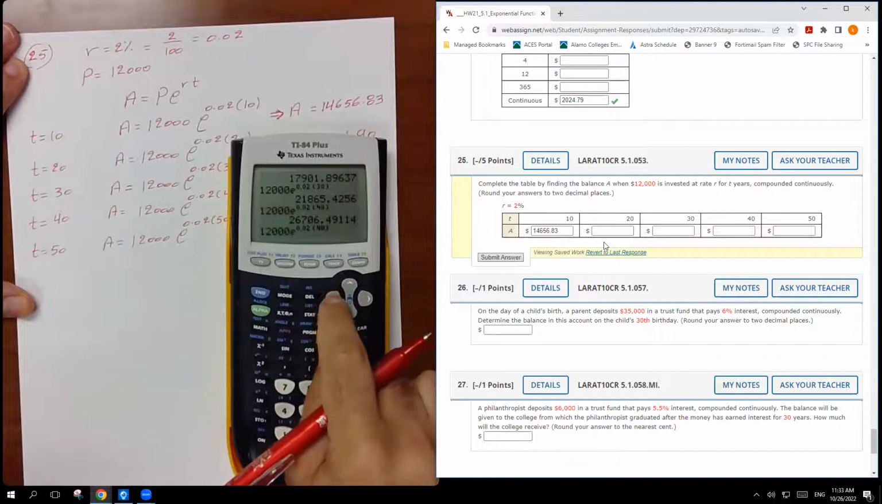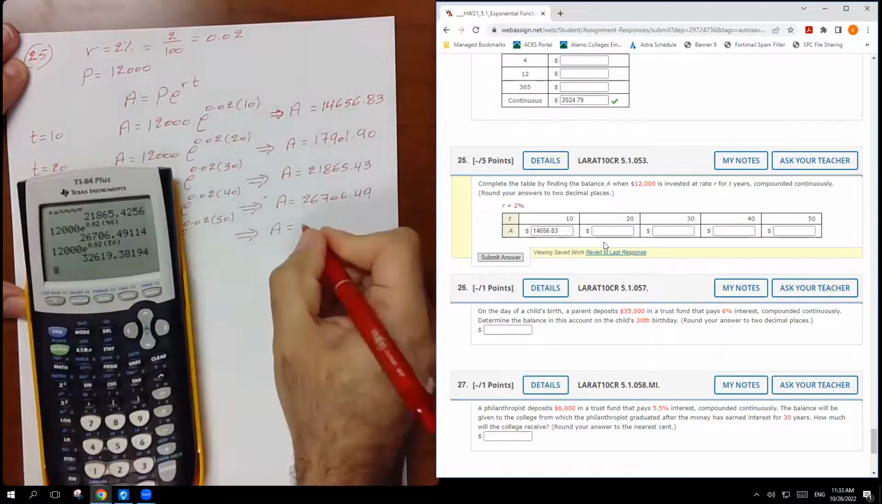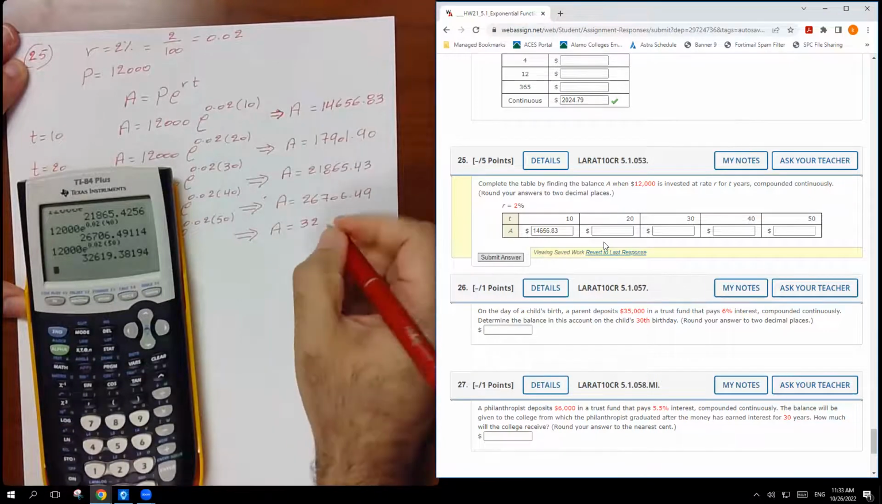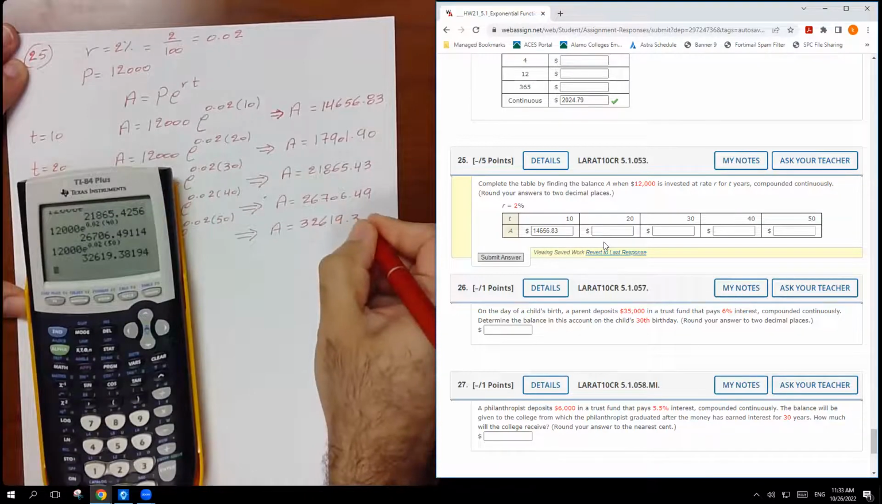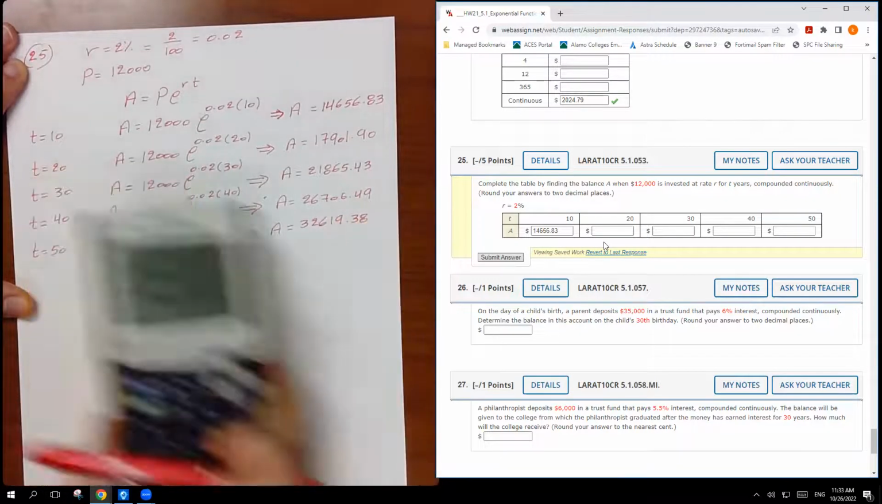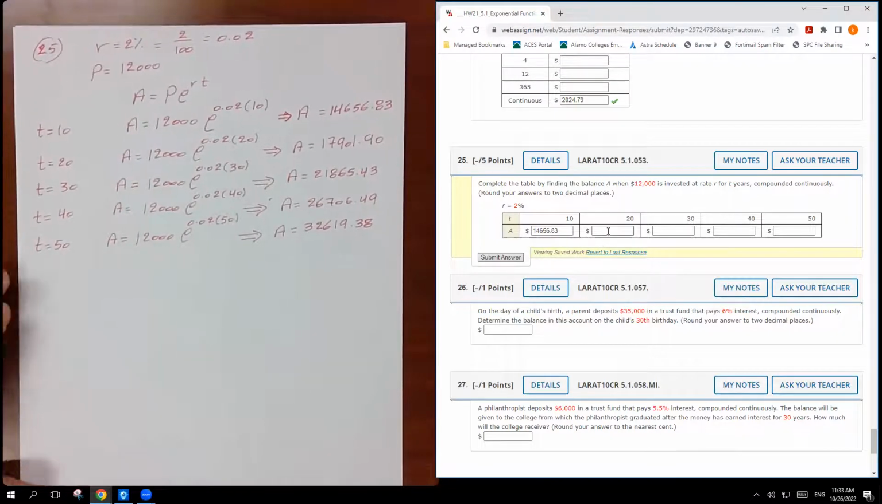Change 40 to 50. It's going to be 32,619.38. So that's it for this example. We're just going to plug in these values.